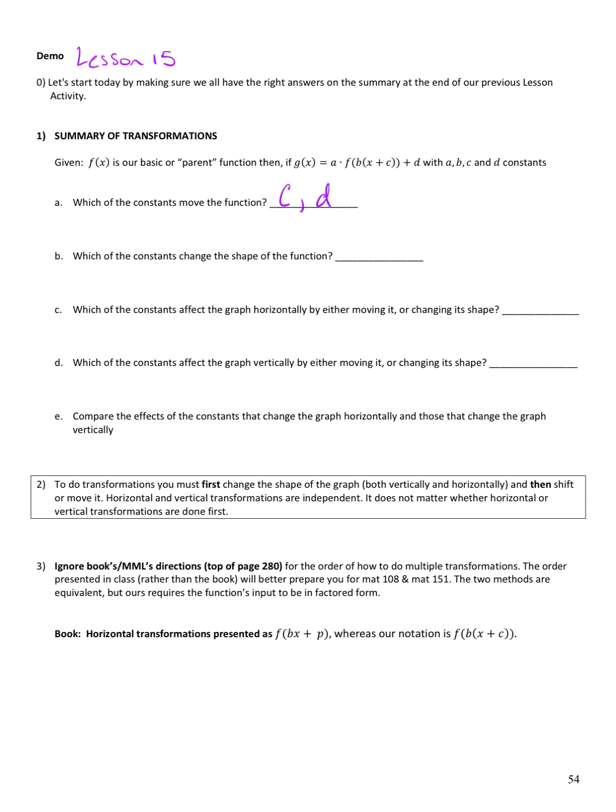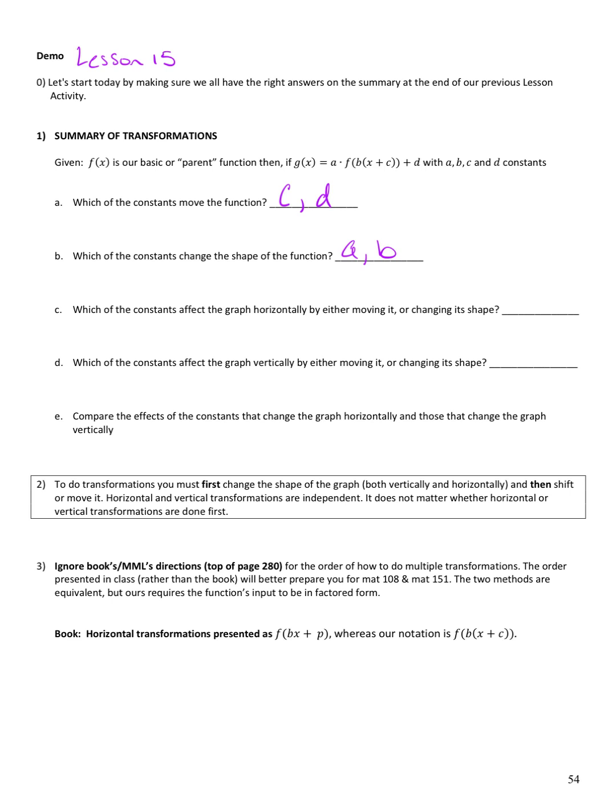And which of the constants change the shape? The shape changes by stretching or compressing, and that happens by multiplication by a constant. So the a times and then b times, so the a and the b change the shape.